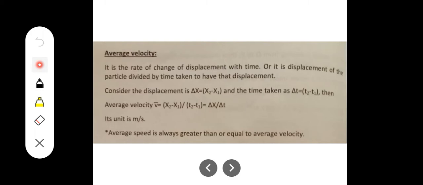So average velocity is the rate of change of displacement with time, or the displacement of the particle divided by the time taken to have that displacement. If you are given displacement and time, you can calculate the average velocity of the object. Two things you need: displacement and the time taken. With those two, you can calculate average velocity.